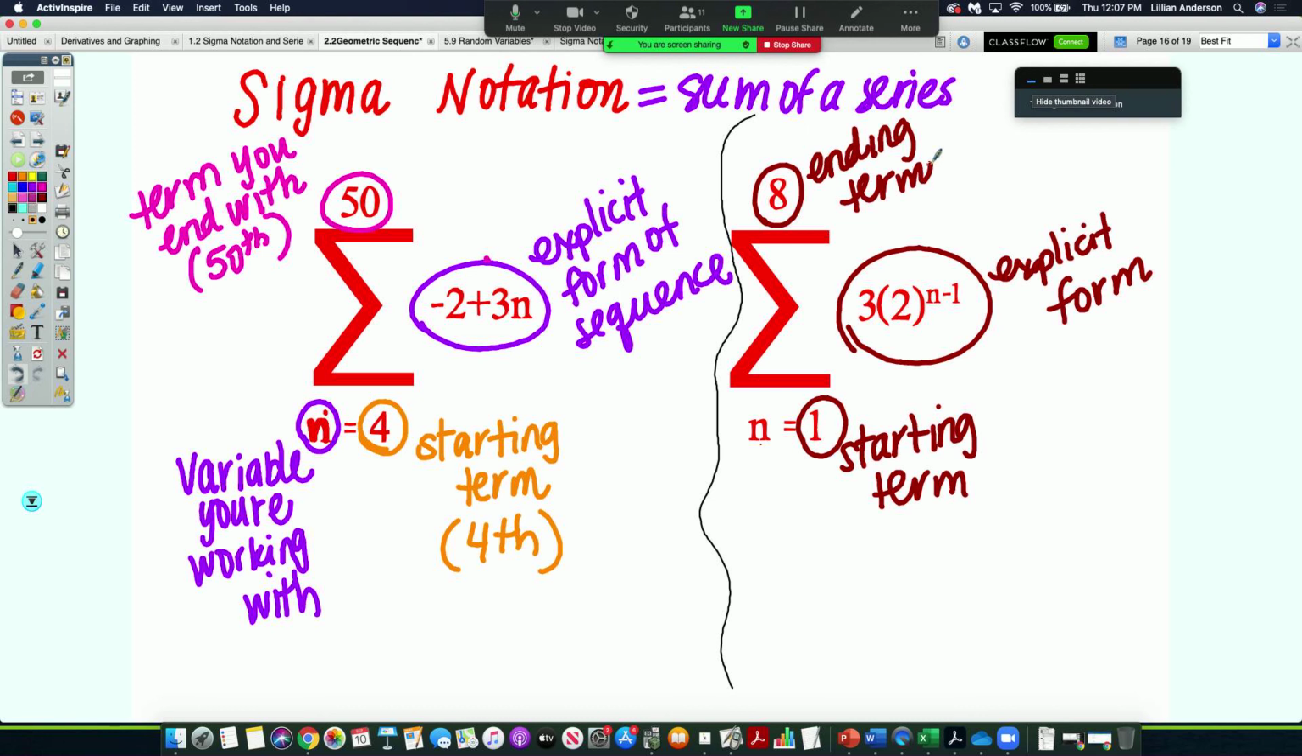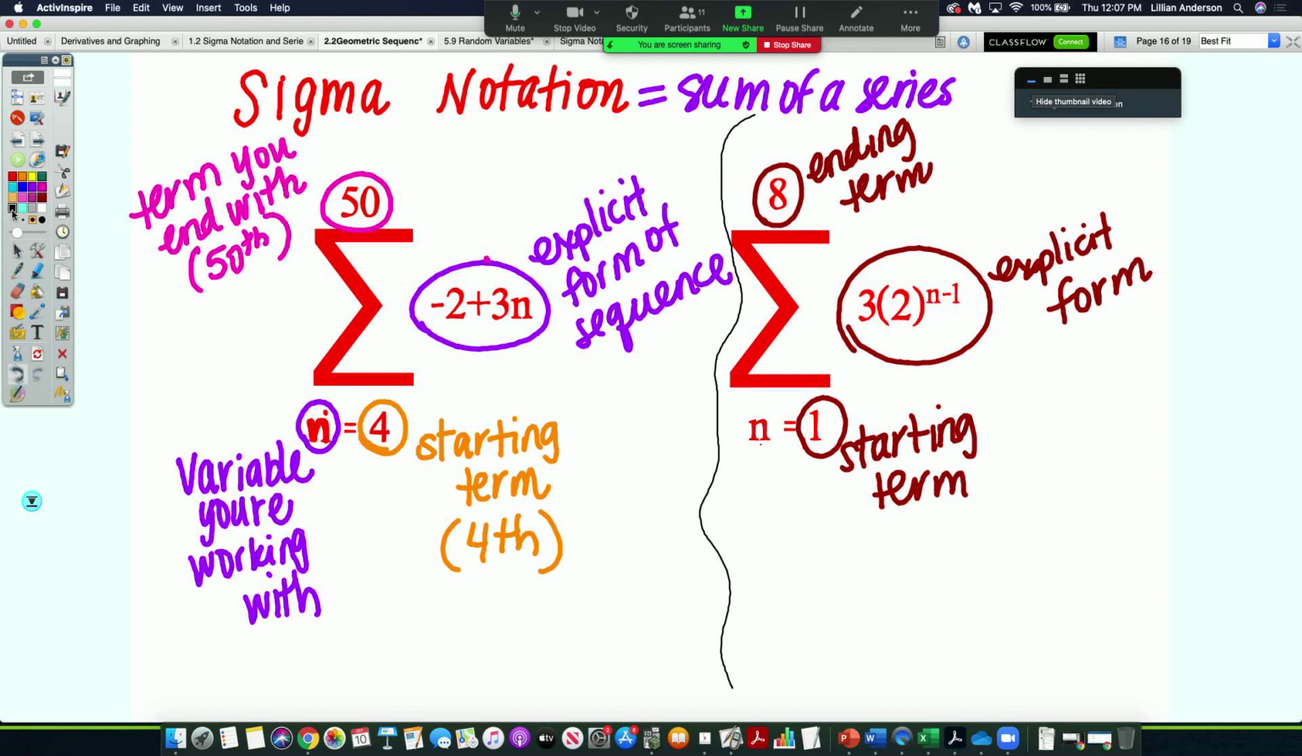So, one way to do this is to literally plug in 1, plug in 2, plug in 3, plug in 4, plug in 5, plug in 6, plug in 7, plug in 8 into your explicit form to get all of those terms and then add them up together. That is one way to do that. Literally plugging in 1 through 8 into that explicit form and adding them up together.